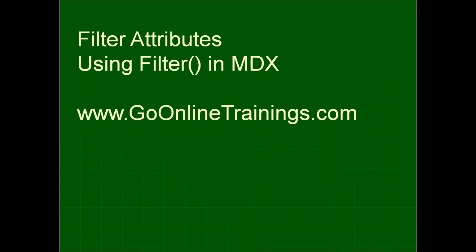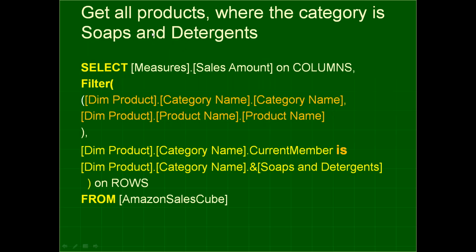Now I wanted to apply a filter on the attributes. Earlier we had seen how to apply a filter function on the measures: quantity sold greater than 0, sales amount equal to 1000 or less than 1000, greater than 5000. Like that we applied the filter function on measures. Now I am planning to implement it on your dimensions. Dimension means attributes or hierarchies. So get all the products where the category is soaps and detergents. This is how we can write.